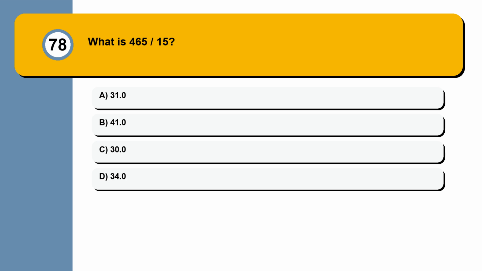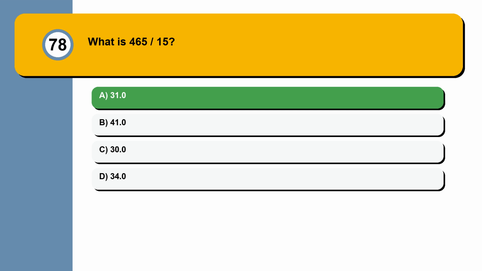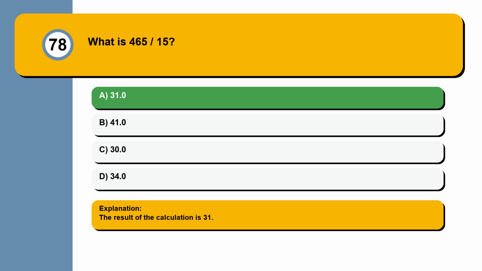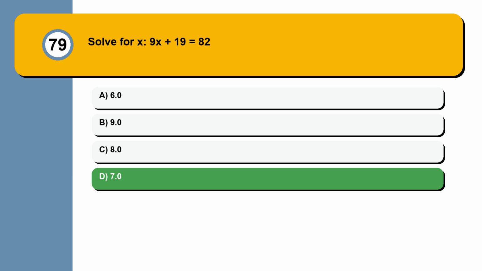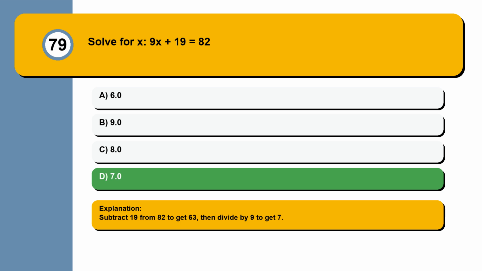Question 78. What is 465/15? 31.0, 41.0, 30.0, 34.0. The result of the calculation is 31. Question 79. Solve for x: 9x plus 19 equals 82. Options: 6.0, 9.0, 8.0, 7.0. Subtract 19 from 82 to get 63, then divide by 9 to get 7.